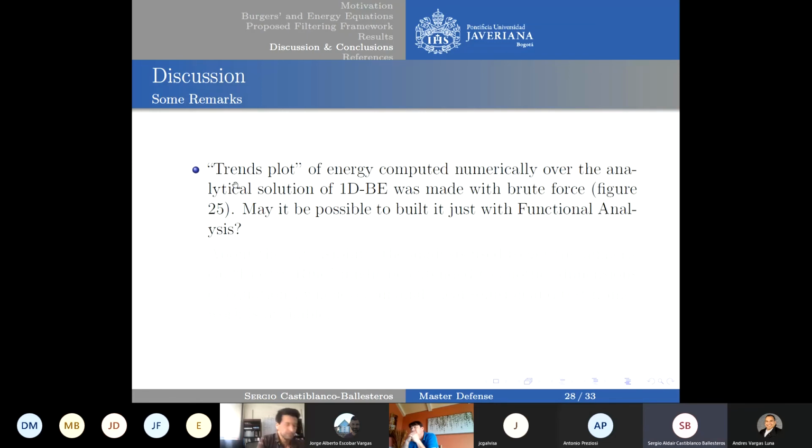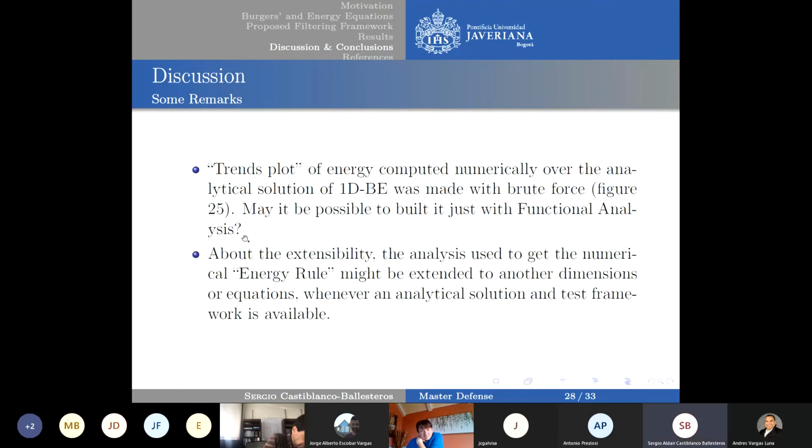The trends plot, which is the plot of the rate of energy computed numerically over the analytical solution of the one-dimensional Burger's equation, was made with brute force in this case. But there is a question here of whether it is maybe possible to build it just with functional and spectral element analysis. And about the extensibility of the methodology, the analysis used to get the numerical energy rule might be extended to other dimensions or equations whenever an analytical solution and test framework is available.